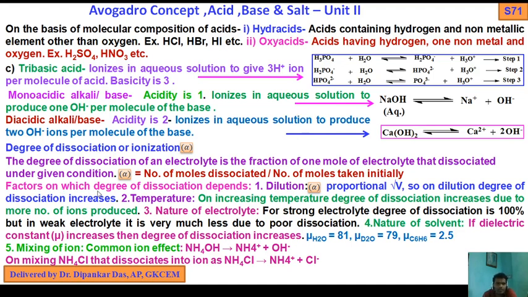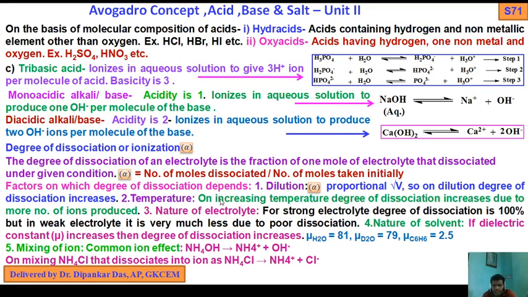Okay, so factors on which degree of dissociation depends. Number 1, dilution: alpha is proportional to root V, the square root of volume. So on dilution, degree of dissociation increases. Number 2, temperature. On increasing temperature, degree of dissociation increases due to more number of ions produced.